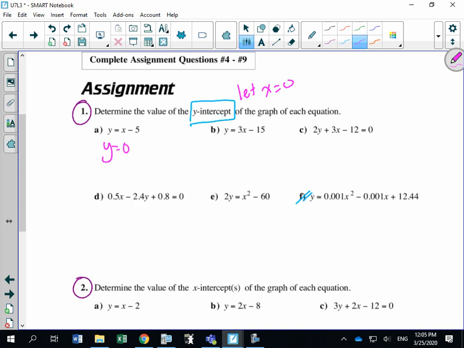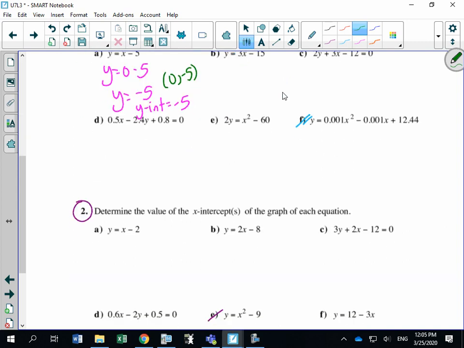So y is equal to 0 minus 5. Y is equal to negative 5. That is your y-intercept. So my y-intercept is equal to negative 5. You should also know how to write that as an ordered pair. If x is 0, y is negative 5. Okay, that's all I want you to do for number 1 is just calculate the y-intercept by letting x equal 0.